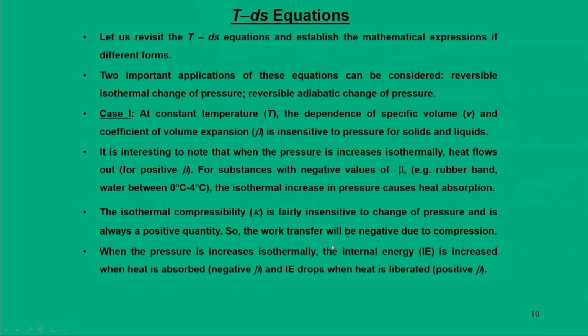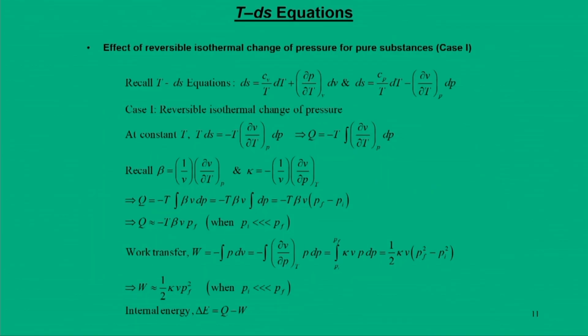Now, when the pressure increases isothermally, the combined effect of this heat and work will have an impact on internal energy. This internal energy is going to be increased. When heat is absorbed (negative beta), internal energy will drop when the heat is liberated. Now, these consequences, let us see how we are going to prove them mathematically.